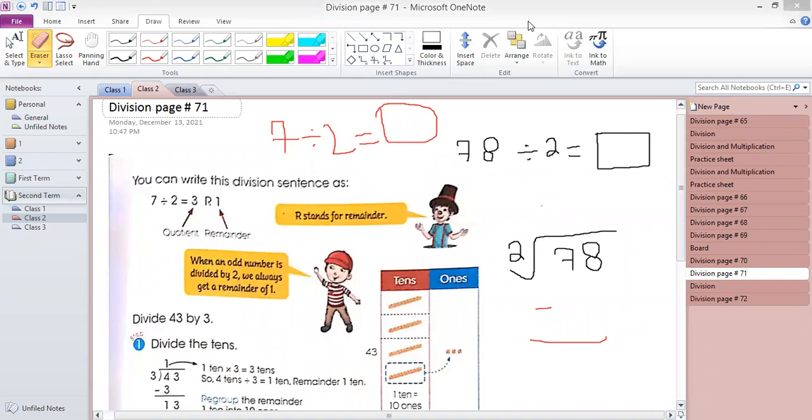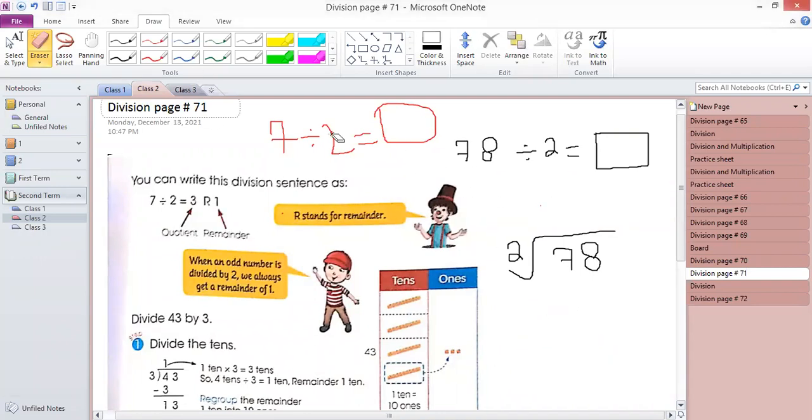Azam Saleh, that's perfect. It is the correct answer. Very good. And now I will explain, guys, how this is done. So this is 78. You have to divide 78 by 2. So you will divide 7 first. 7 divided by 2 equals what?